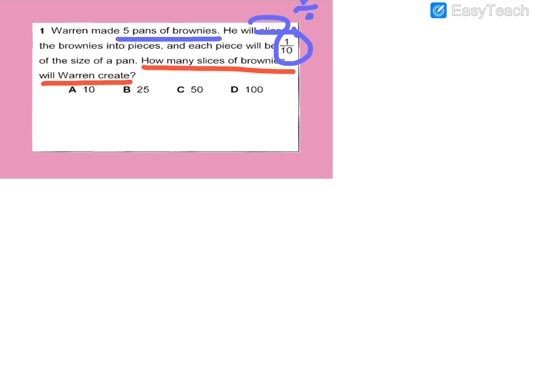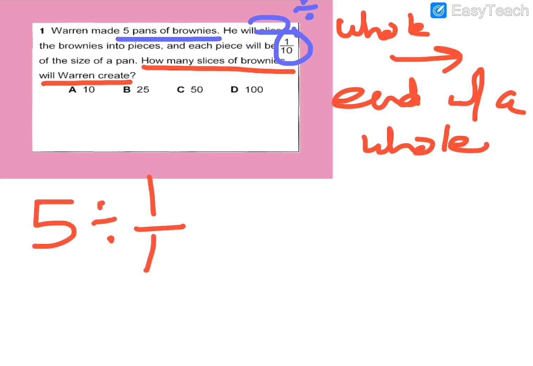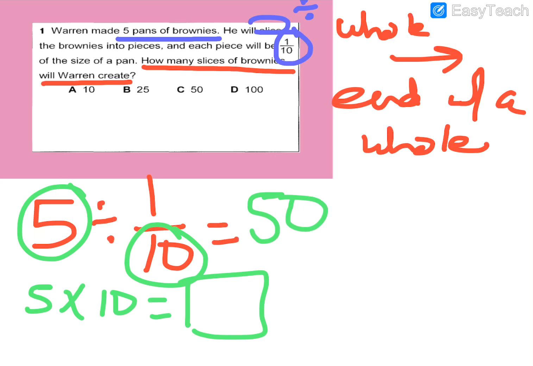So again, we're starting with a whole, so we must end with the whole. And so since we started off with 5 brownies and he's cutting them into 1/10 pieces, what should we do? Right? We're going to take our whole number and multiply it by the denominator. 5 times 10 is, that's right, it's 50. So our answer would be C.